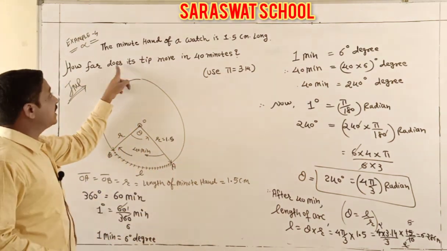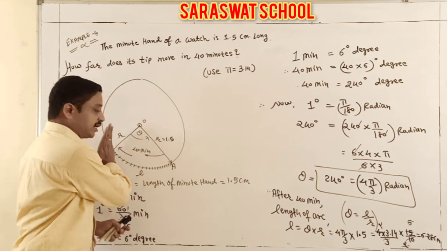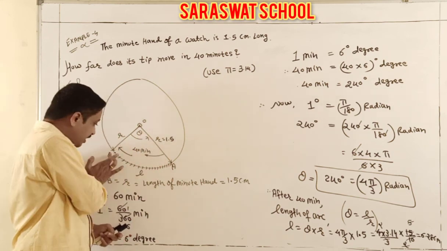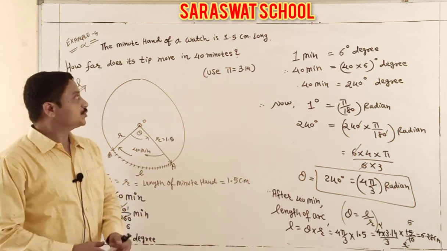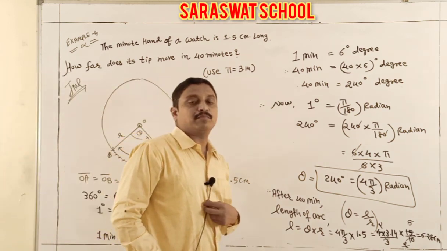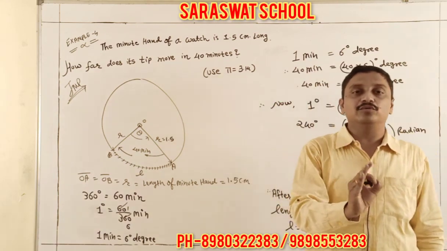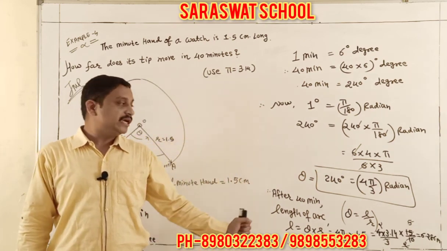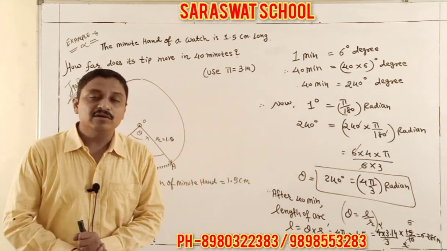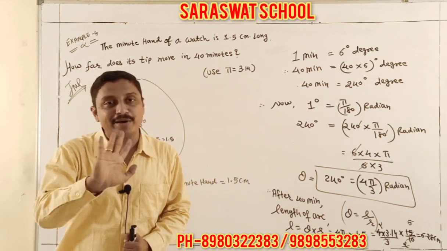It means how far does the tip move in 40 minutes? In 40 minutes, this minute hand moves ahead from A to B, and this length is your arc. Yes students, our example 4 is the most IIT question. That's why I explained it at the end of this part. Up to here this part is over. Further explanation for this exercise I will explain in the next part. Bye bye, see you.